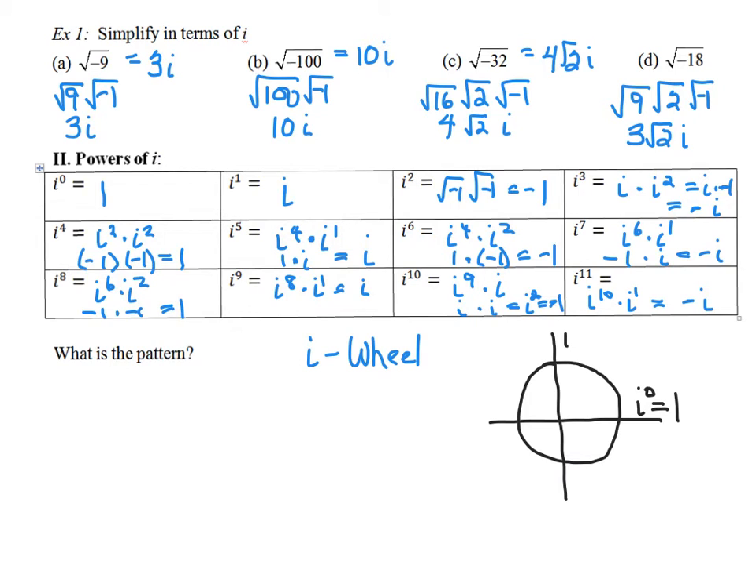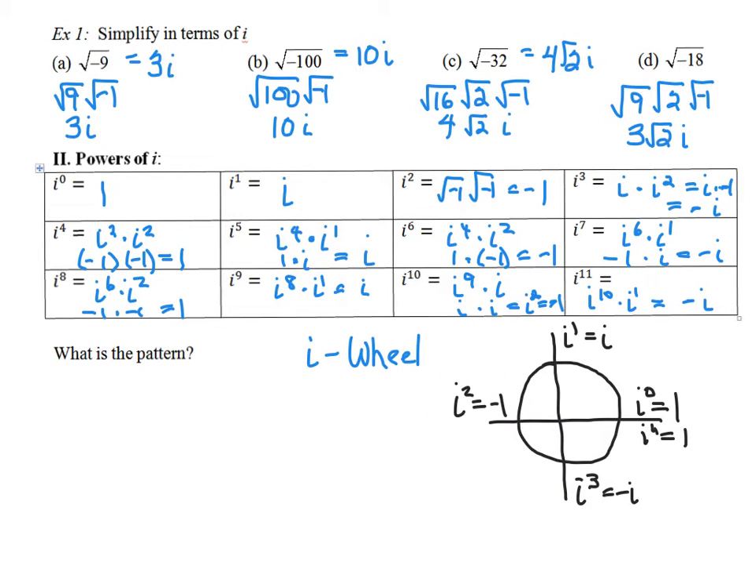Then I go this direction and say i to the first is equal to i, i to the second is equal to negative 1, i to the third is equal to negative i. If I come back to i to the fourth, it's the same answer as i to the 0. And so on around the circle. So i to the fifth would be this answer right here.